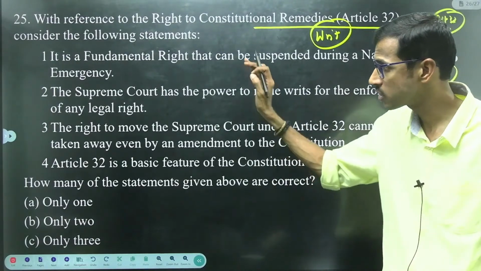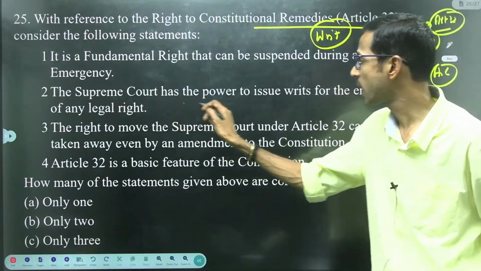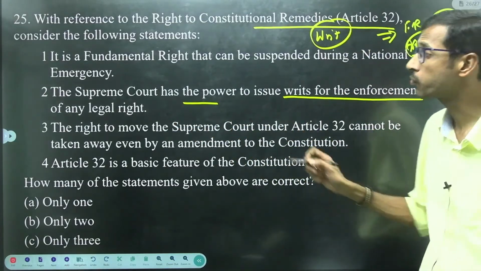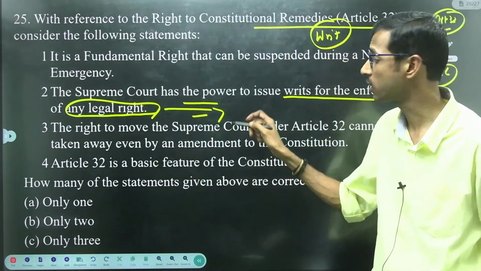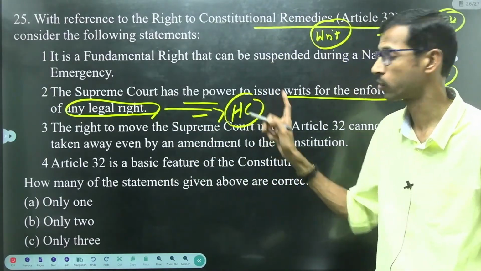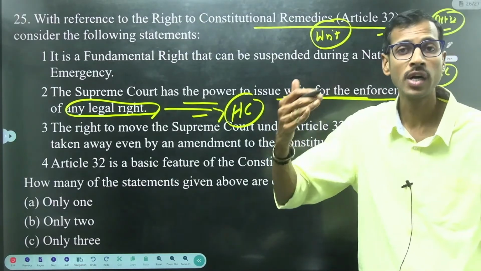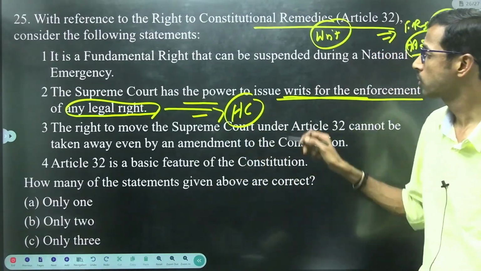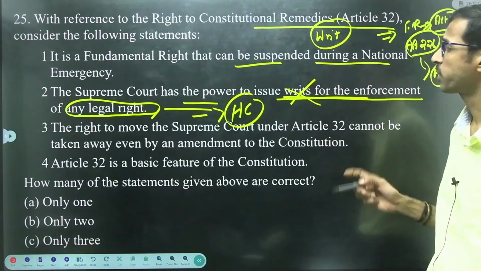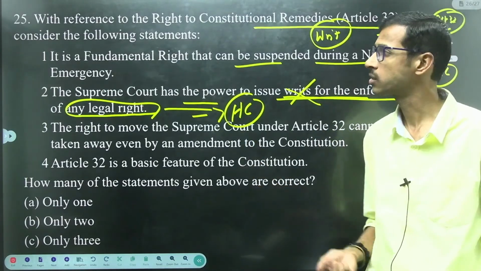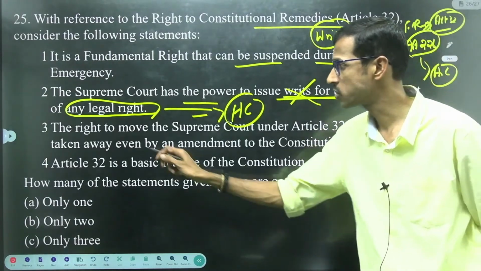If you see statement by statement, the first says the Supreme Court has the power to issue writs for the enforcement of any legal right. That is related to the writ jurisdiction of High Courts, not the Supreme Court. The Supreme Court issues writs only for the enforcement of fundamental rights, not legal rights. So this is not correct here. Next, the fundamental right can be suspended during a national emergency. That is a fact, right? These fundamental rights are also suspended during a national emergency.